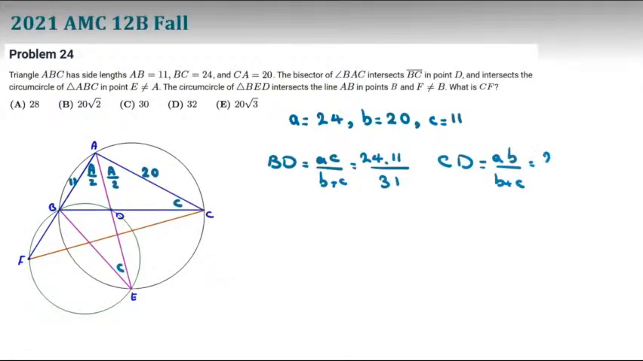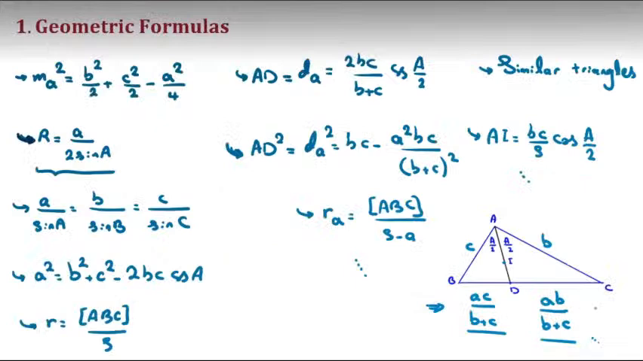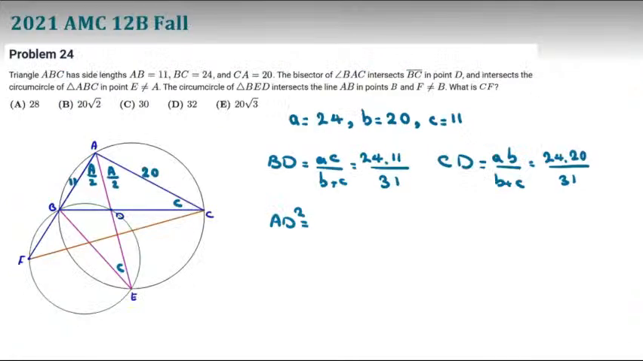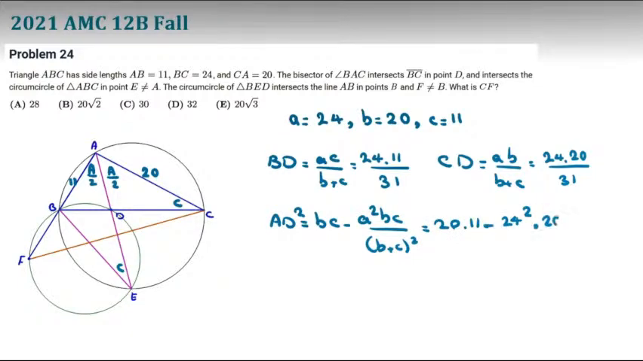Okay. A is 24. B is 20. B plus C is 31. So, for example, if you want, you can say AD squared is, again, I use this formula here. It is BC minus A squared BC over B plus C squared. And you can use here, it's BC, 20 times 11, minus A squared, 24 squared, times BC, 20 times 11, all over B plus C, 31 squared.